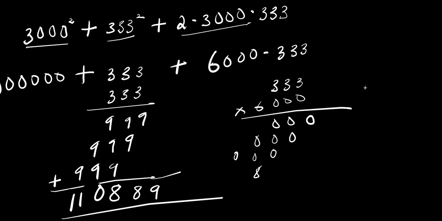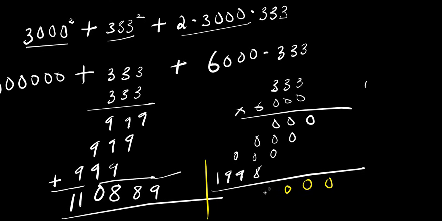8 carry over 1. 6 times 3 again, we have 18 plus 1, 19. 9 carry over 1. 6 times 3, 18, 18 plus 1, 19. We have 19. So let's add up together. This is 0, 0, 0, 8, 9, 19.